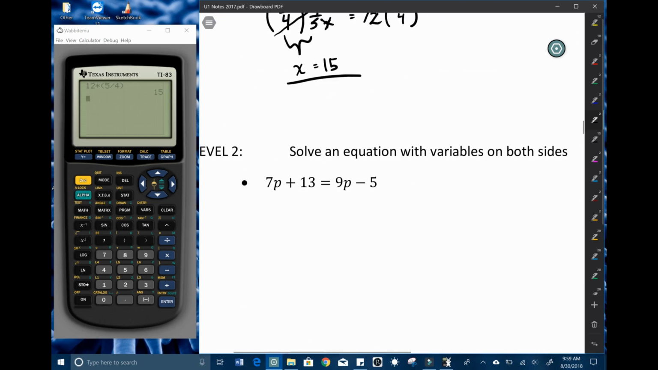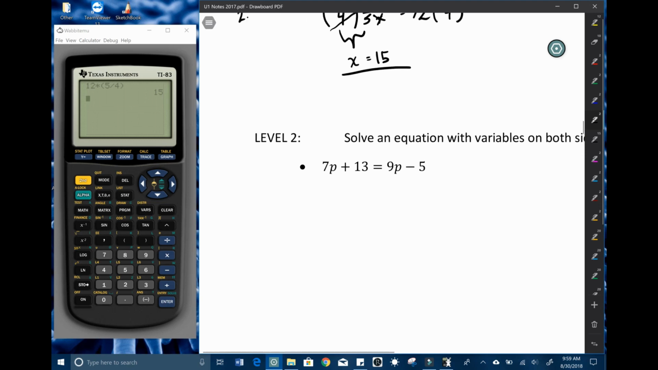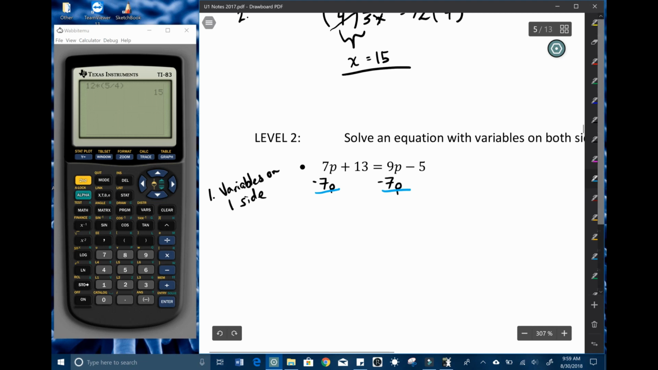Level 2, solving equations with variables on both sides. Your first step for level 2 is to get the variables on one side. You can pick either side. Generally, I like to pick the side that will make it positive. So I'm going to subtract 7p from each side. Remember that you can add like terms, so the p's are the like terms. So 9p minus 7p is 2p minus 5. Everything else will stay the same.